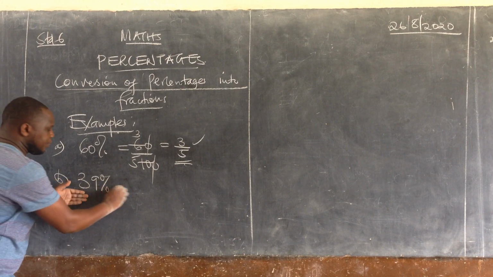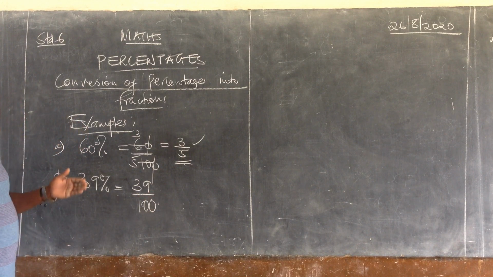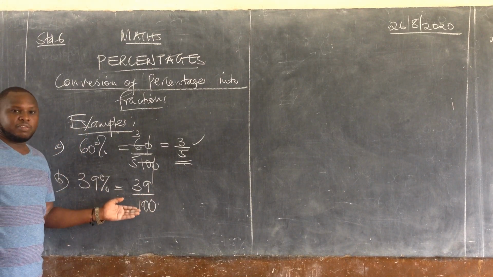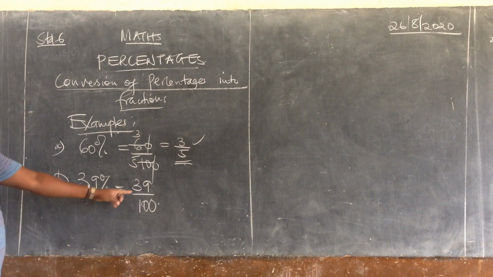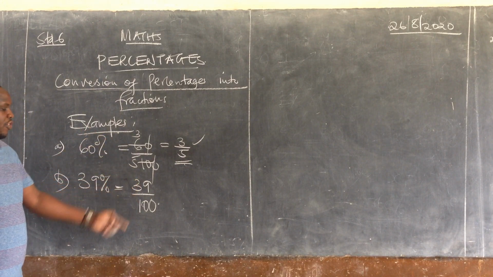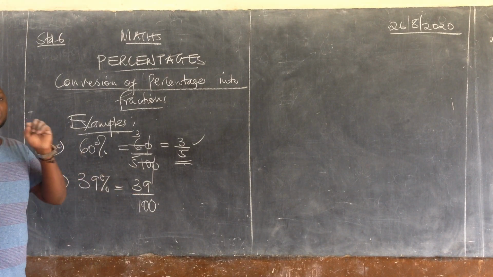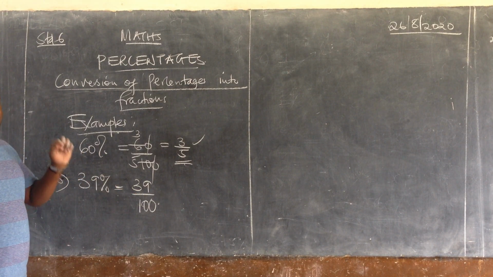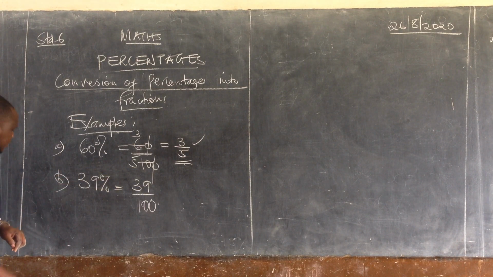Simply, you need to write 39 out of 100. From there, you check whether this number has a common divisor. If you look at this number, there's no common divisor, so your answer is going to remain as 39 over 100. You only leave the answer like this if there's no common divisor. But whenever there's a common divisor, learner, you are going to divide further.